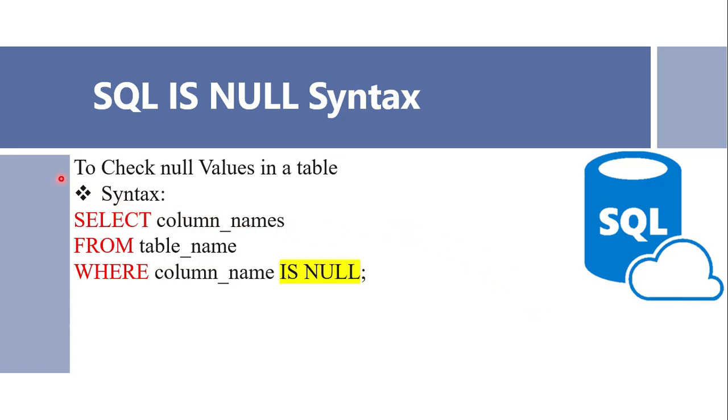This is the syntax of IS NULL. To check all null values in the table, write the query as SELECT column names FROM the table WHERE the column name IS NULL. This shows how many columns are there as blank.